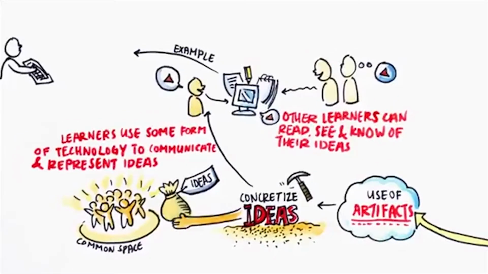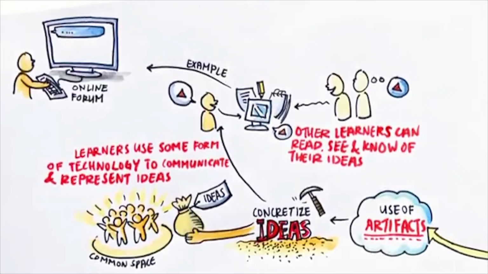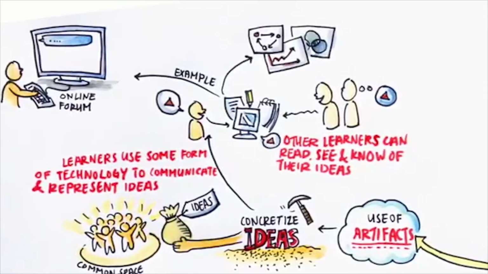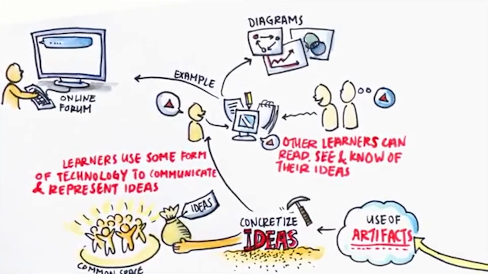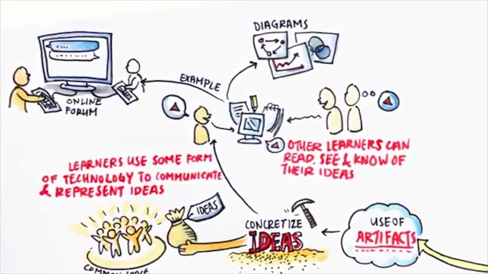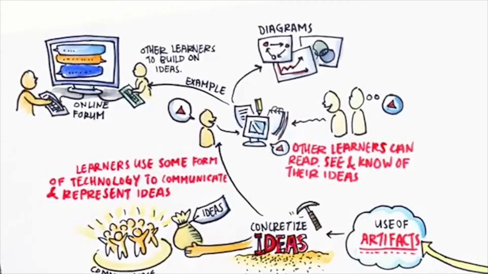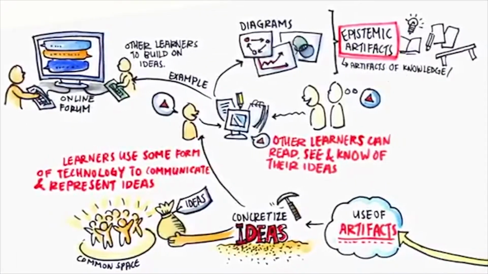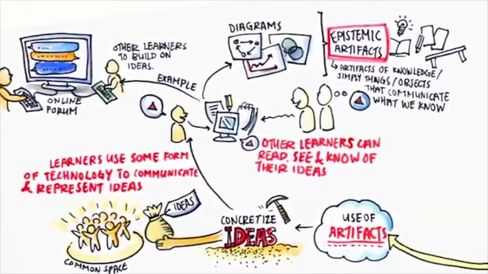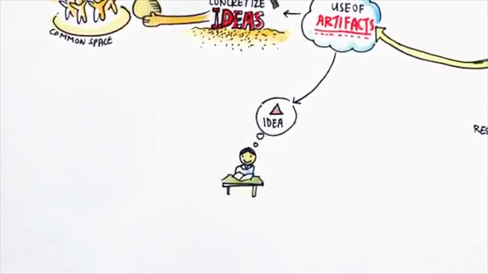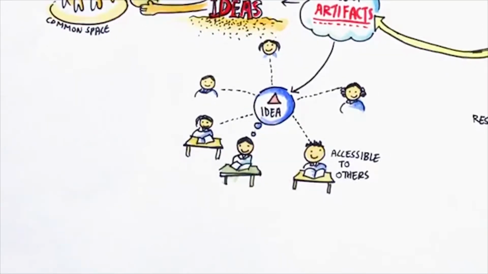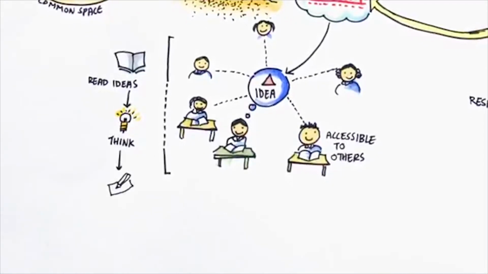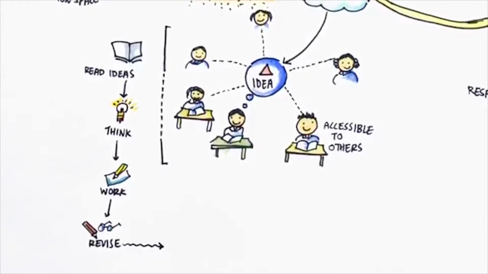For example, we can capture our ideas and type them into a note in an online forum. We can also use a diagram to represent our ideas. The notes in diagram and in the online forum then serve as a resource for learners to use to build ideas. We call these epistemic artifacts, which means artifacts of knowledge or simply things or objects that communicate what we know. Artifacts make our ideas accessible to other people, which otherwise will be hidden in our brain. We can read the ideas, think about them, work with them, revise them, and through the process come up with better ideas.